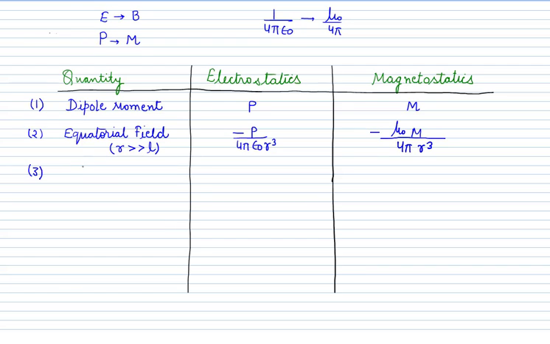Now the axial field, that is the field at any point on the axis of an electric dipole or a magnetic dipole. So for the axial field, also the condition is that the distance r is very greater than the length L. For the electrostatic we had 2P upon 4 pi epsilon naught r cube. Also remember this equation. Now make the magnetic counterpart. P becomes magnetic moment M, and 1 upon 4 pi epsilon naught is mu naught upon 4 pi, and r cube. This is mu naught 2M upon 4 pi r cube, right.